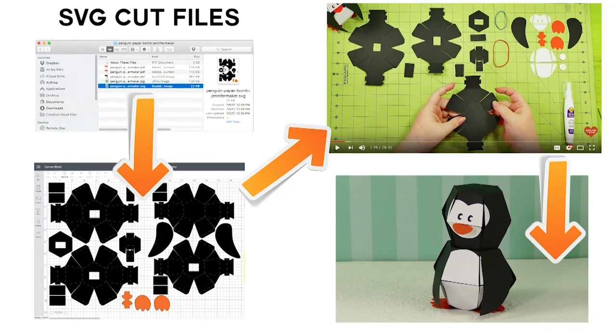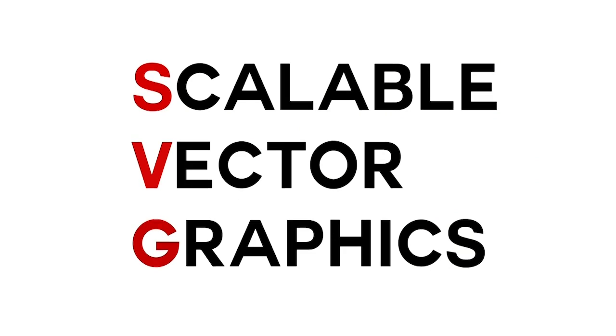So here on the left side of my screen is the SVG cut file for my penguin paper bomb in Cricut Design Space, just as it was designed by me. And on the right side of the screen is the completed penguin cut from the directions in the SVG file. And by the way, SVG stands for Scalable Vector Graphics, and it is an open standard file that has been in use since 1999. I love SVG files because they are so precise.